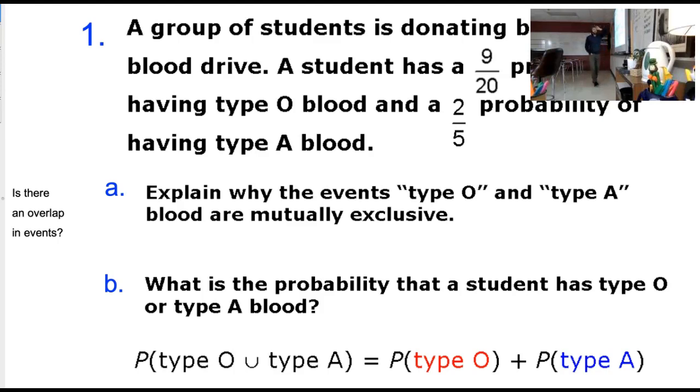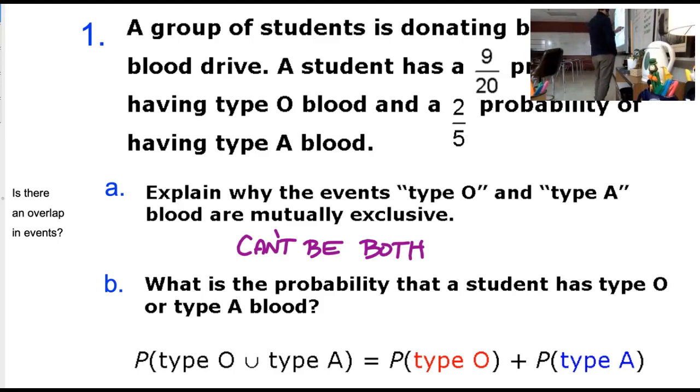Here's an example. A group of students is donating blood during a blood drive. A student has a 9/20 probability of having type O blood and a 2/5 probability of having type A. Why are the events type O and type A mutually exclusive? You can't have both, right? It's one or the other. I don't think you can have type OA. So you can't be both, so it's either one or the other.